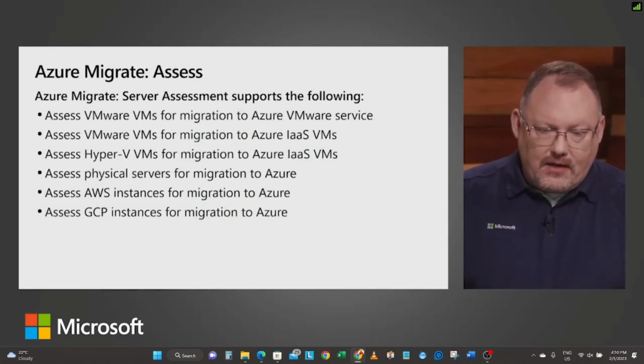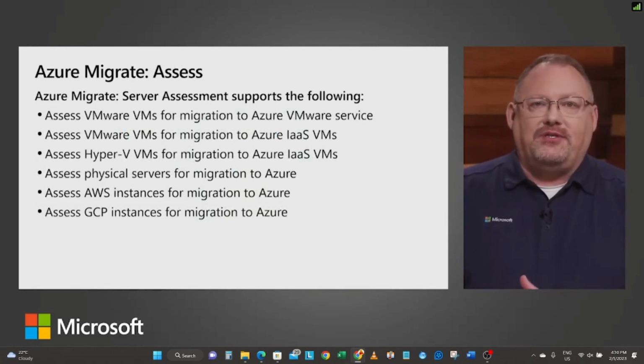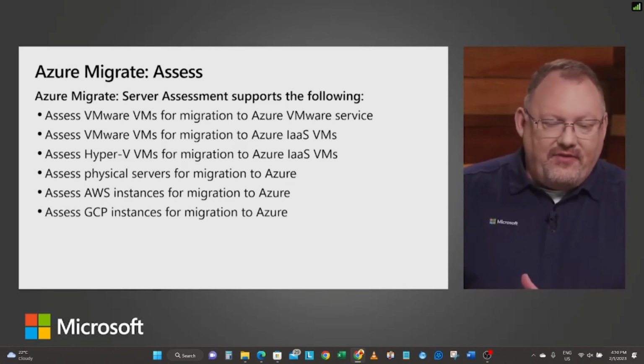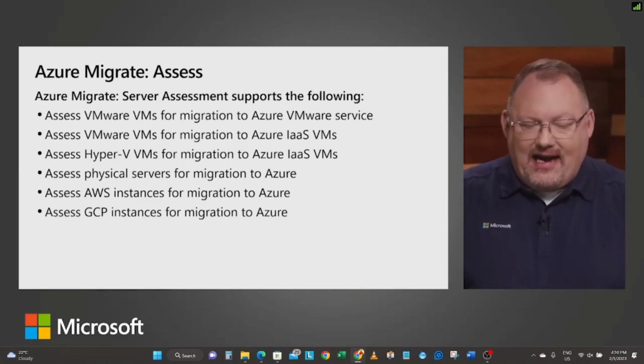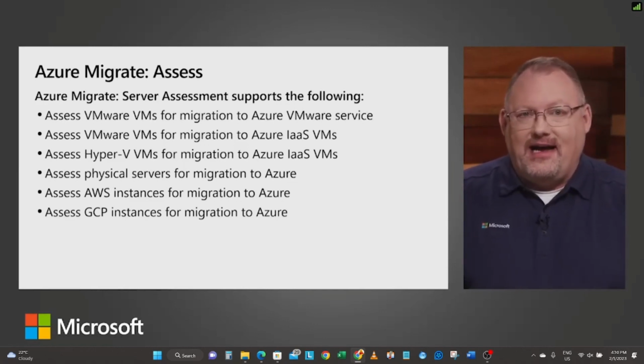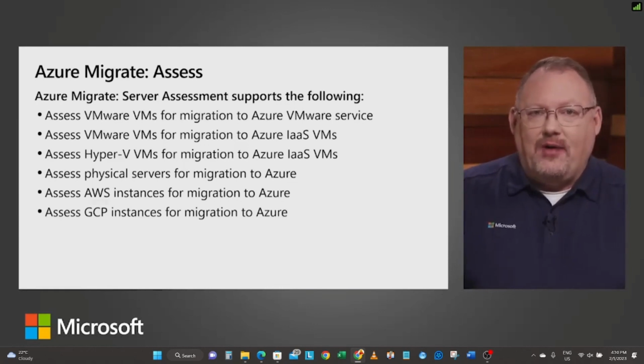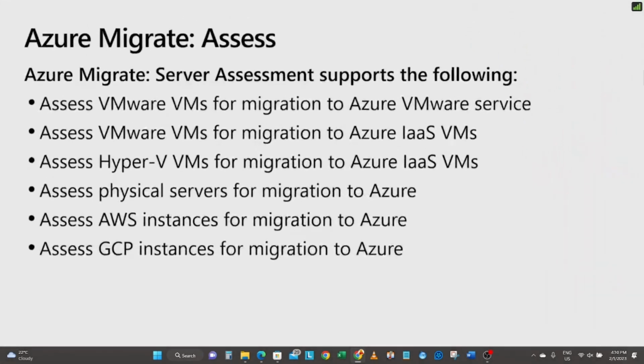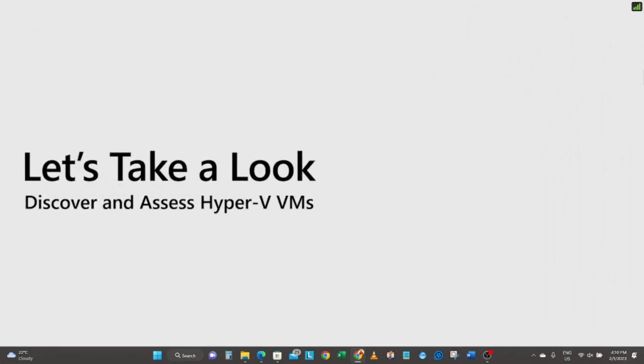Whenever we're going to assess, we support, as we've mentioned, several scenarios: VMware VMs to Azure IaaS, Hyper-V VMs to Azure IaaS, physical servers to Azure, AWS, GCP. All these servers get moved into Azure for us to use and work. So let's actually take a look. Enough talk about these tools, let's take a quick tour into our Azure Migrate tools.